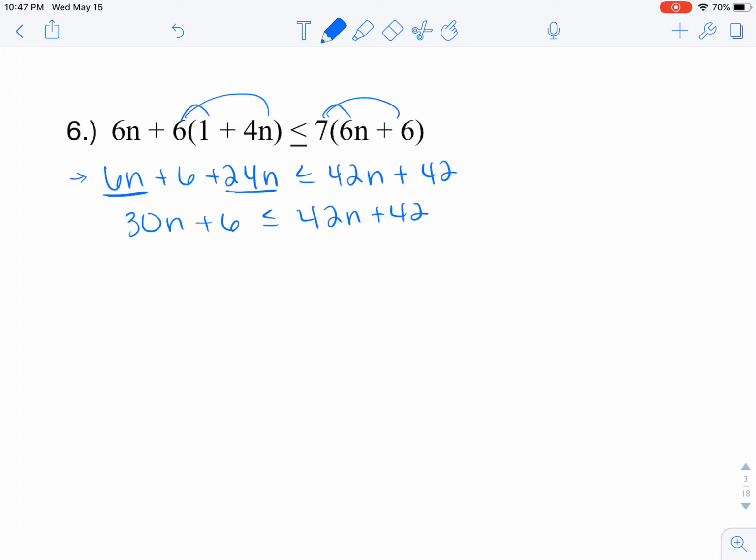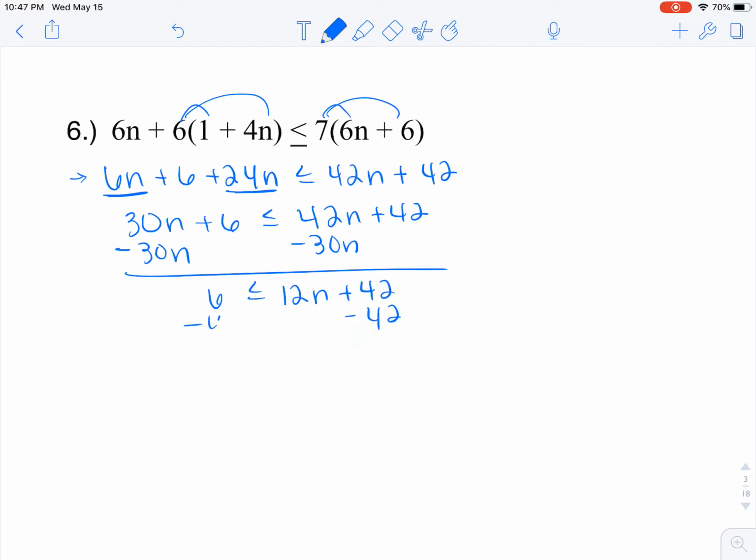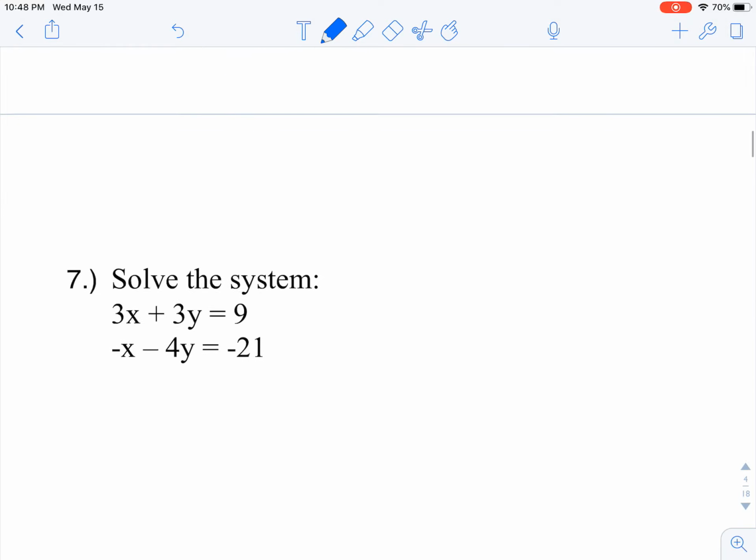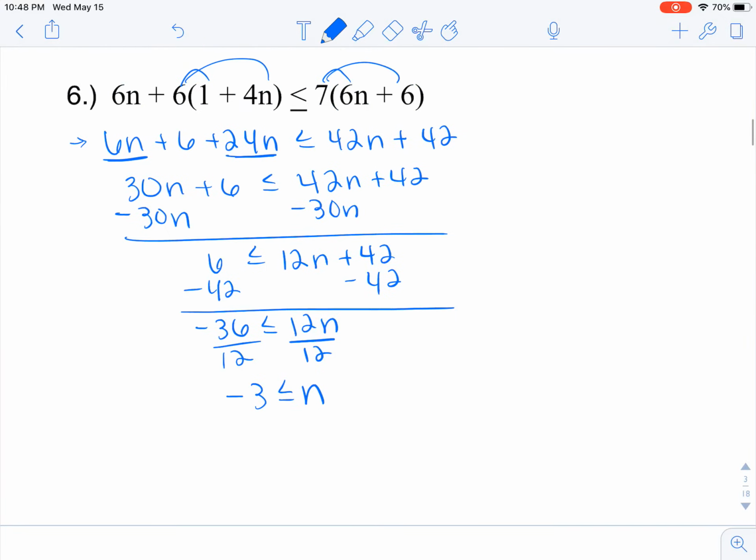And then I'm going to get my n's together. So now I have 6 is less than or equal to 12n plus 42. We're going to subtract 42 from both sides. So 6 minus 42 is going to give me negative 36. And then divide by 12. Again, I'm not going to flip the sign because I'm not dividing by a negative. So I have negative 3 is less than or equal to n.